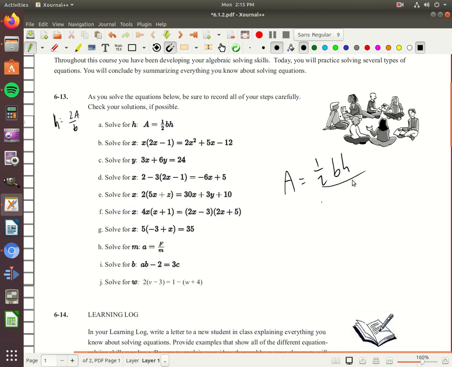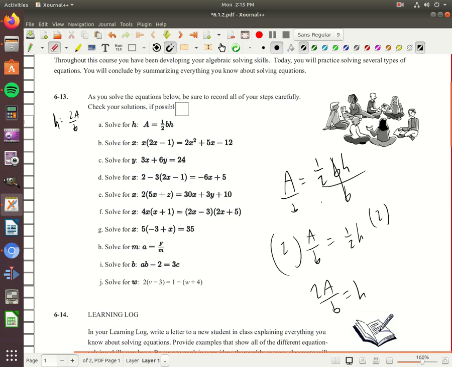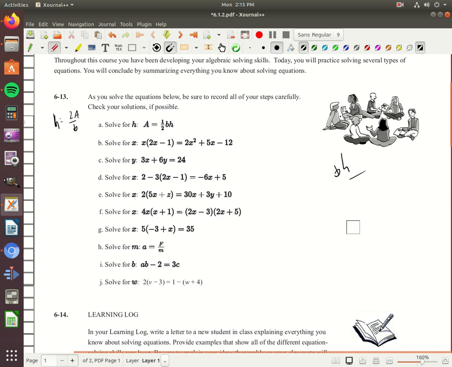So what if I just decided instead I want to divide both sides by b first? I would have gotten a over b equals a half of h. I can then multiply by 2, and you can see I still get 2a over b equals h. So as far as order of operations goes, it was pretty difficult to screw that one up. Either way would have been fine in terms of order of operations.